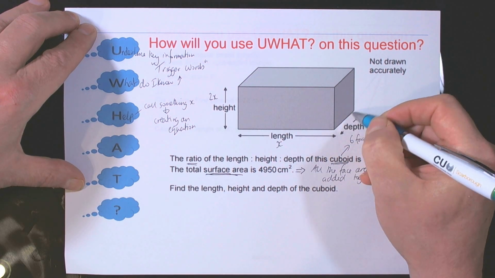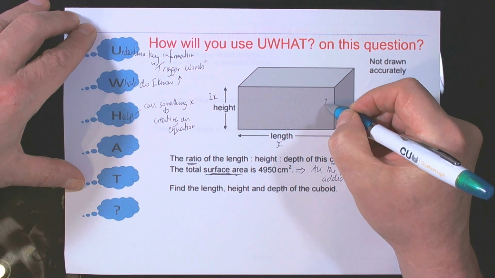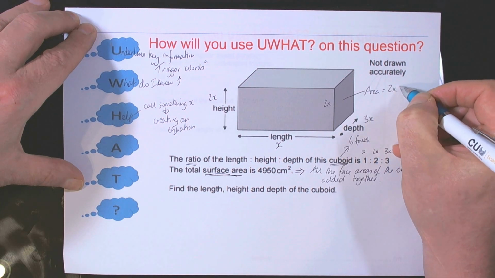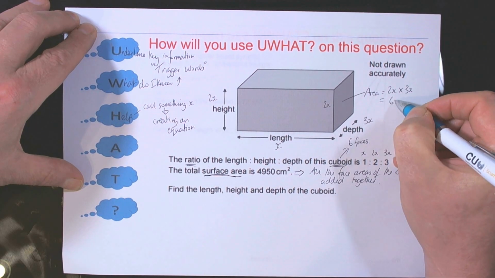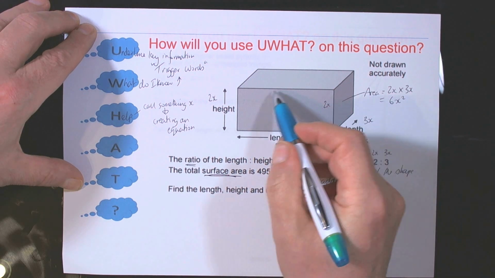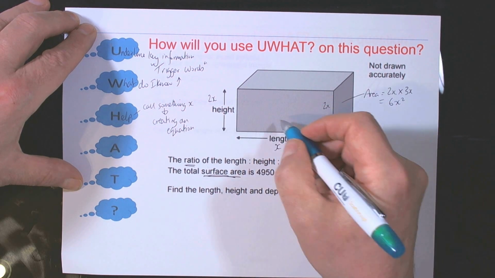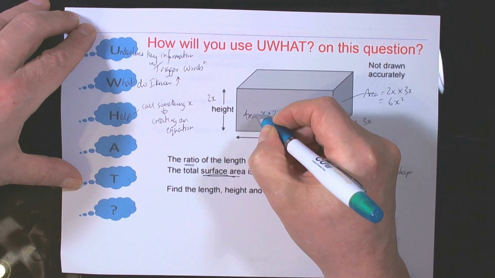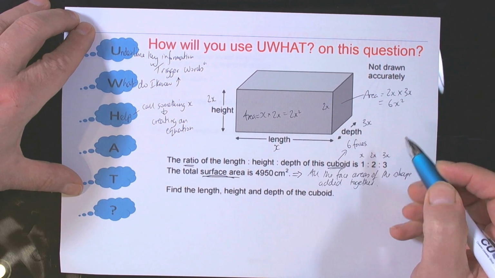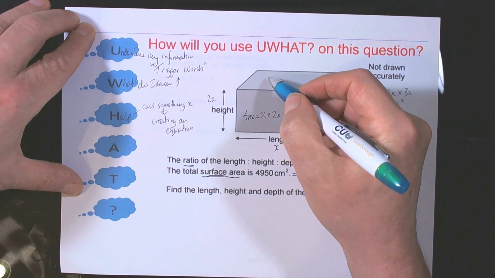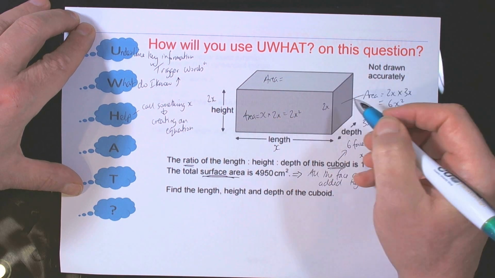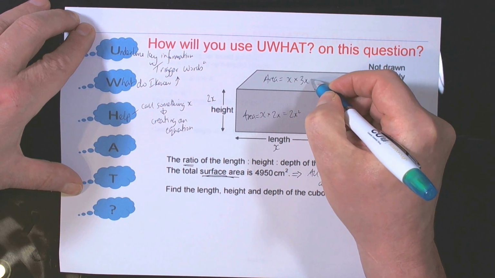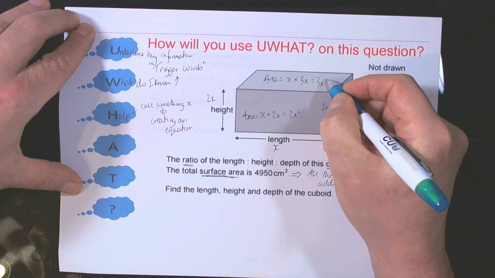So we can see that this one was 3x wide by 2x high. So the area of this one will be 2x times 3x, which is equal to 6x squared. We can see that the area of the front face here is x times 2x. So that's 2x squared. And we can see that the area of the top face here is going to be the length times the depth, so that's going to be x times 3x, so that's going to be 3x squared.